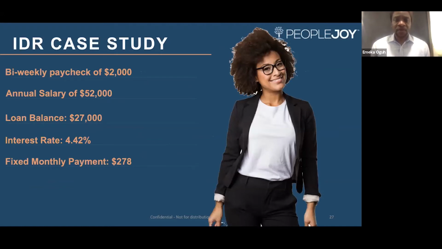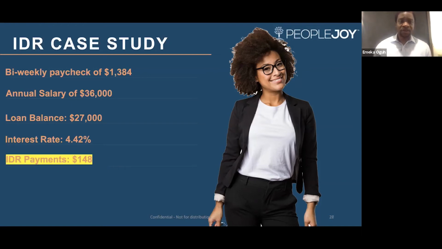So I want to do a quick case study on the income-driven repayment plan, because that's really where I think you can get the most advantage and most savings if you're eligible for it. We have a borrower whose biweekly paycheck is $2,000. So, annual salary of $52,000 a year. She has a loan balance of $27,000 and an interest rate of 4.42%. On a 10-year standard plan, she would be paying $278 a month.